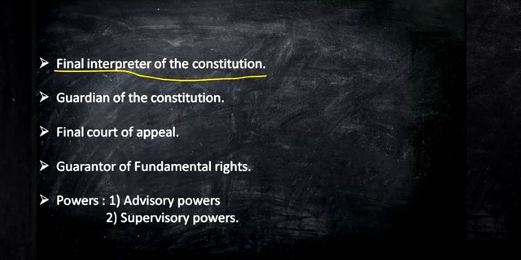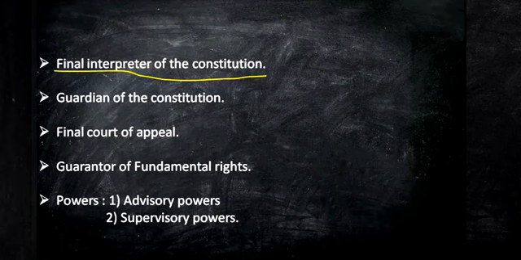So in this way, many times the Supreme Court has interpreted the Constitution, giving an explanation or clarity about some of the provisions of the Constitution. So the Supreme Court is the final interpreter of the Constitution. That is the first function of the Supreme Court.